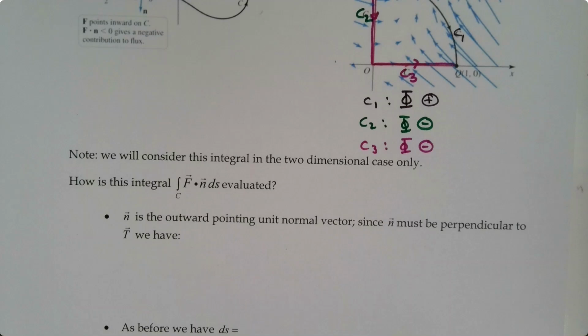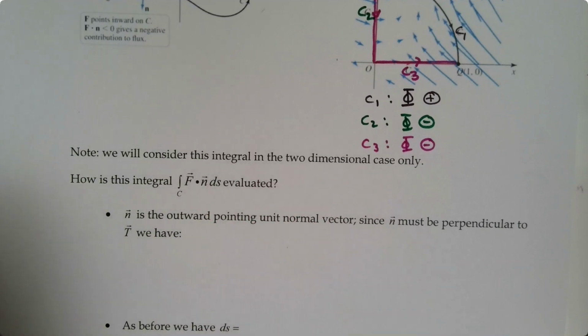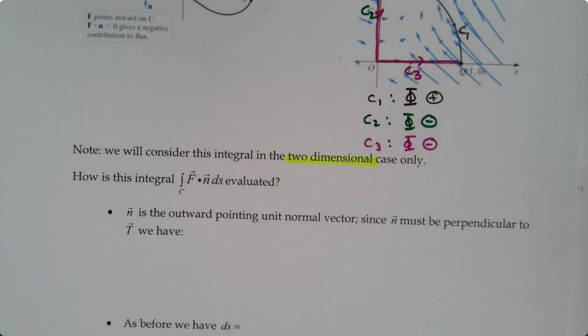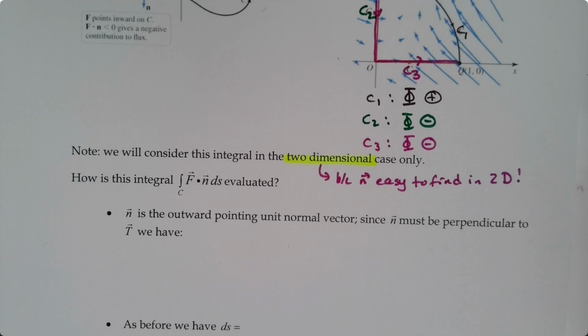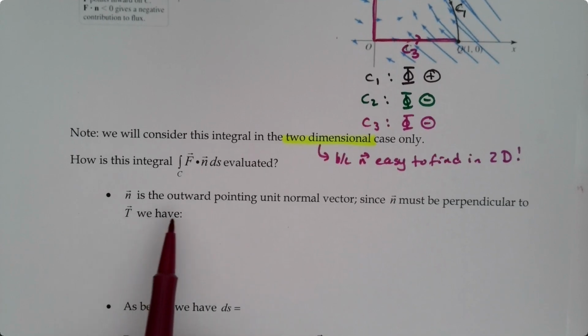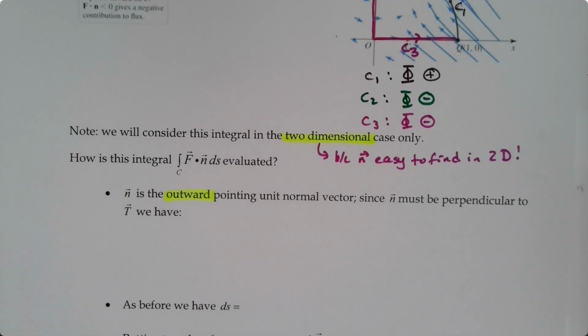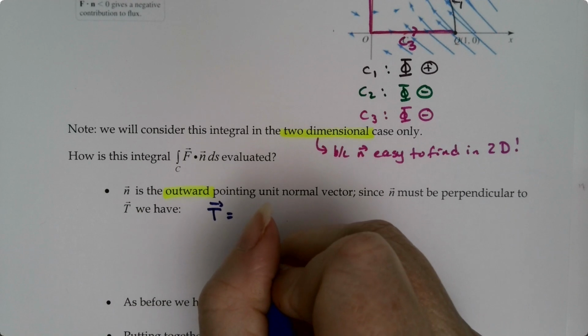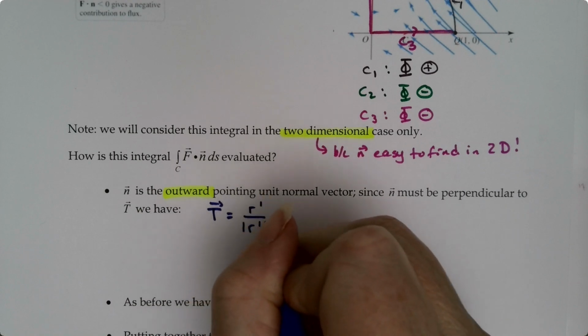Now we're going to look at the integral, but in 2 dimensions only, and that's because we can come up with the normal vector really easily in 2 dimensions. So that's why we're doing that. All right, so how is this integral of f dot n ds evaluated? So n is the outward pointing unit normal vector. Since n must be perpendicular to T, let's think about this. T would be r prime divided by the magnitude of r prime.